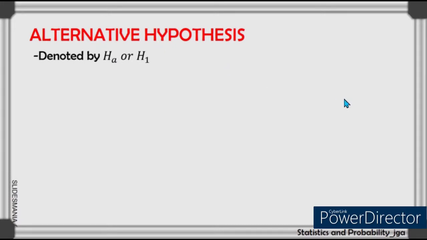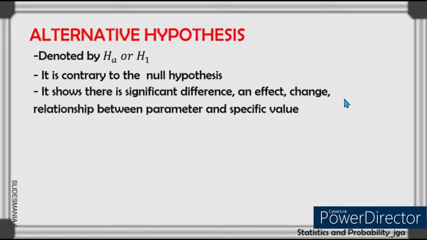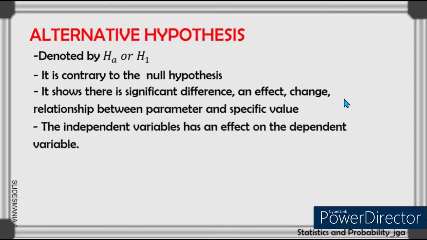Okay. Another one, alternative hypothesis is contrary to the null hypothesis. It shows there is a significant difference, an effect, change, or relationship between a parameter and a specific value. Another one, the independent variable has an effect on the dependent variable.